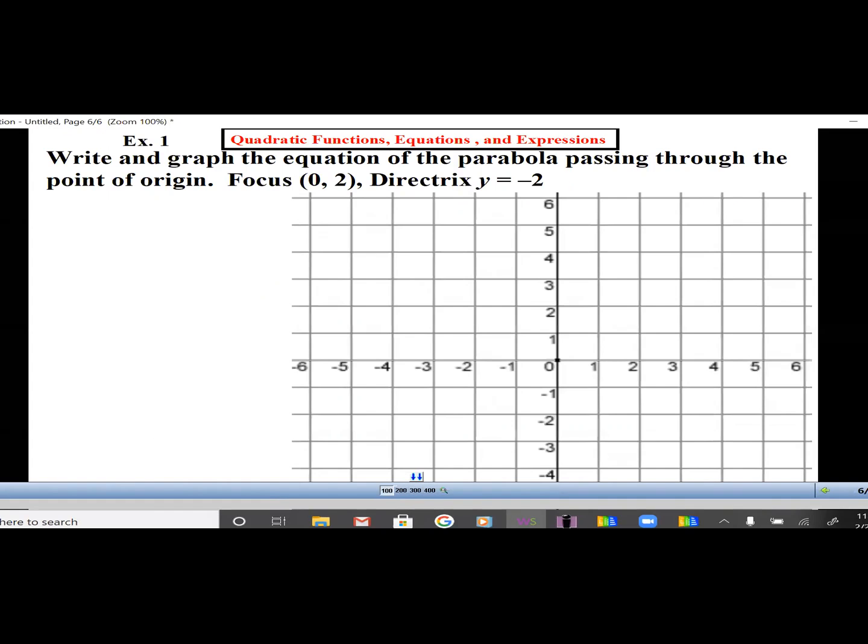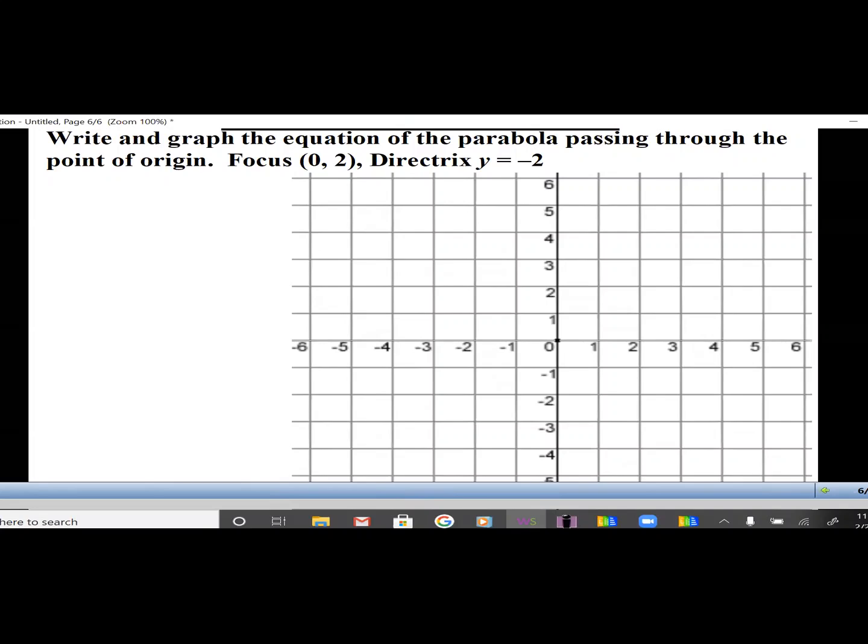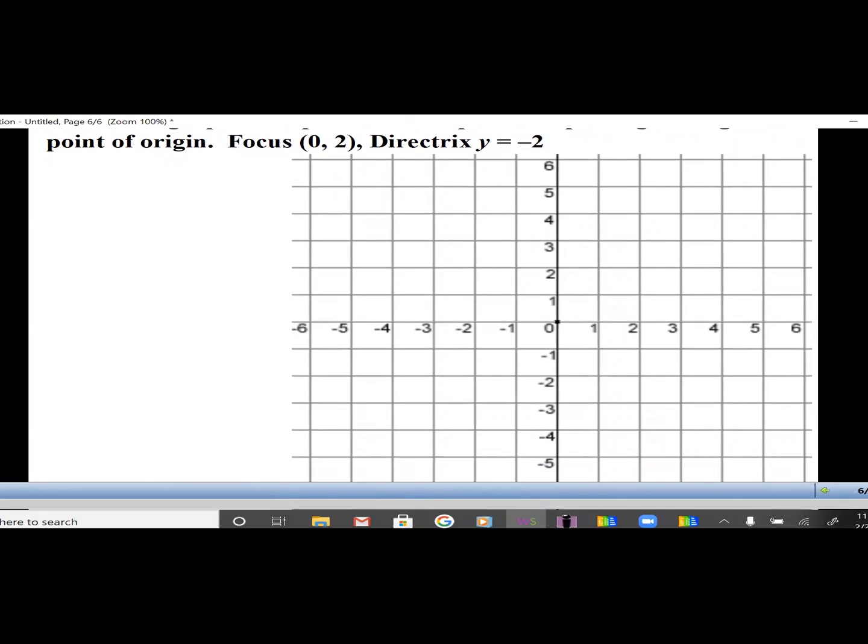Let me zoom out. Okay, there it is. So we need to write an equation and graph. Just to be clear, I'm going to start with my directrix. What's my directrix? y equals -2. Let's plot that, -2, which is right there, and sketch your directrix. My directrix is going through -2 of y. Now it's becoming a little bit more clear. Let's sketch the focus. The focus is (0, 2). There it is.